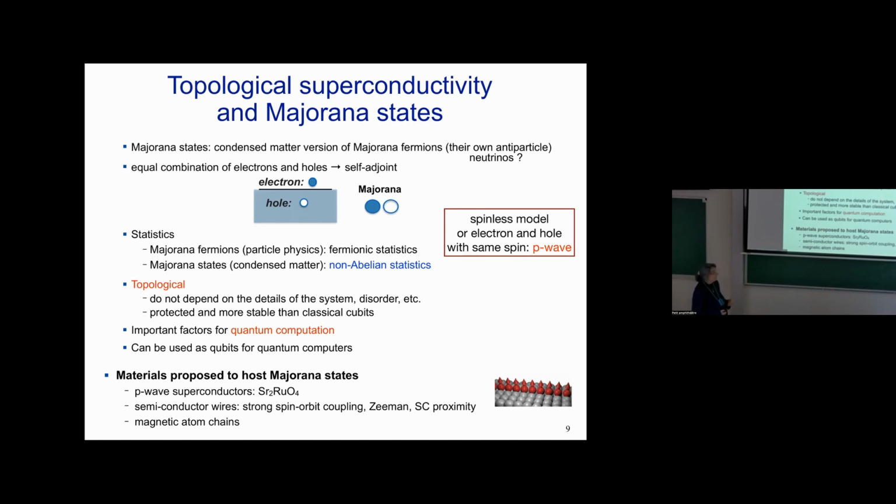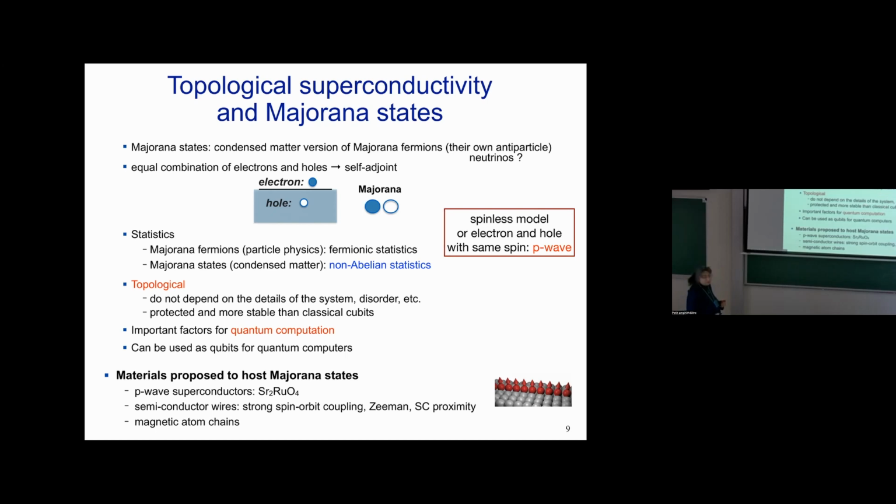You are probably aware, they are the condensed matter version of Majorana fermions, their own antiparticles. They are equal combinations of electrons and holes. They are self-adjoint. The Majorana fermions in particle physics have fermionic statistics, but the Majorana states in condensed matter have an interesting characteristic, which makes them quite fashionable for these quantum computation discussions. They have non-abelian statistics, so that's why people are very interested in using these Majorana fermions for various applications nowadays.